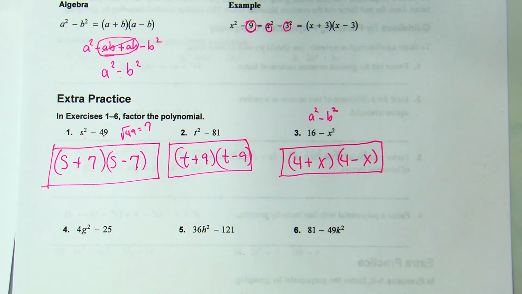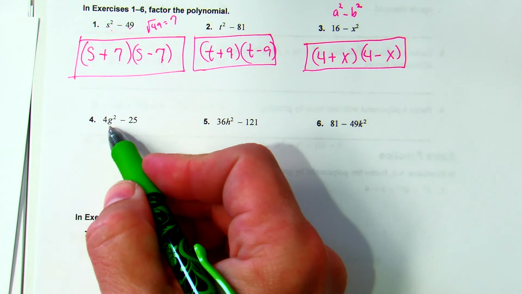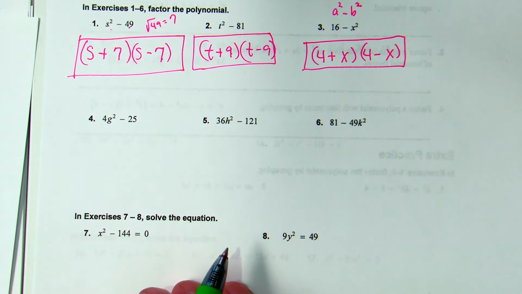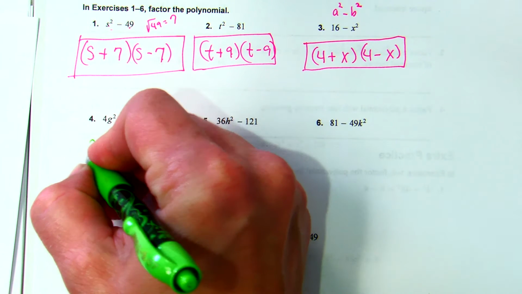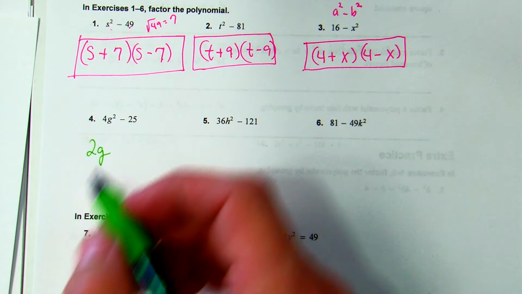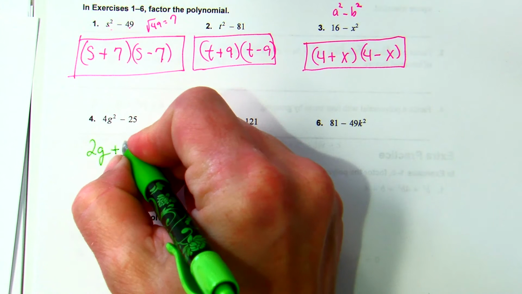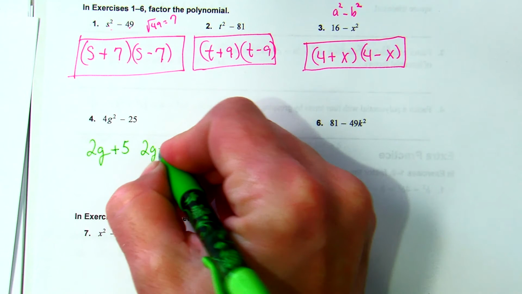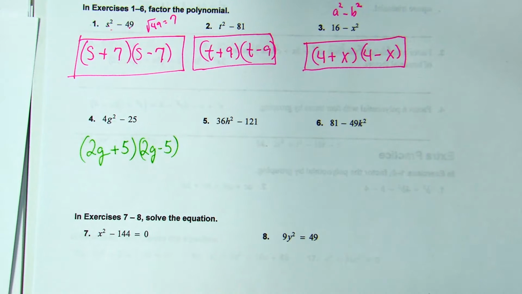Okay? Let's move on to number 4. On number 4, we have 4g squared minus 25. Is 4g squared a perfect square? Yes, it is. This is 2g. 2g times 2g would give me 4g squared. Is 25 a perfect square? Yes. 5 times 5 is 25. So we will have 2g plus 5 and 2g minus 5. Those are our two factors of this difference of squares.